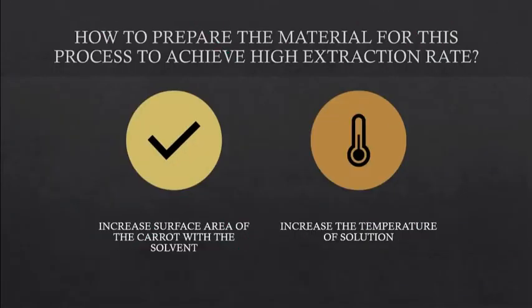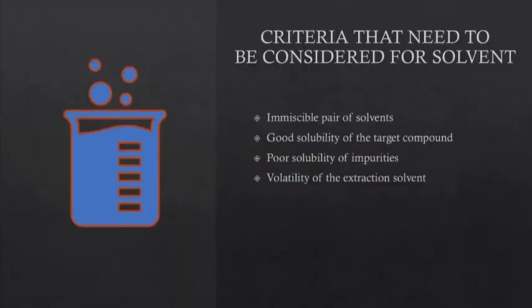So the first problem statement is how to achieve a high extraction rate. First, we need to increase the surface area of the carrot in contact with the solvent. Second is to increase the temperature of the solution. The criteria that need to be considered for the solvent are an immiscible pair of solvent, good solubility of the target compound, poor solubility of impurities, and volatility of the extraction solvent.